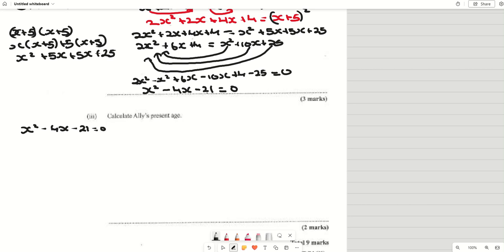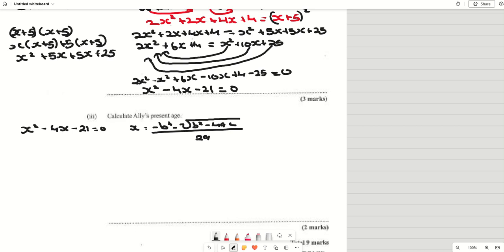Now, this is a quadratic equation, okay? There are two ways you can solve it that are fast. The first way is to factorize, and the second way is to use your formula. What is your formula? We know that x is equal to minus b plus or minus the square root of b squared minus 4ac, all over 2a.